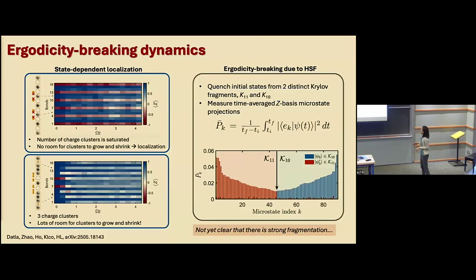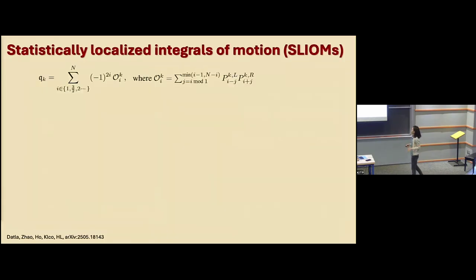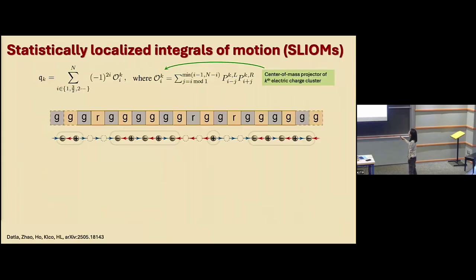Okay, but so far, this is just state-dependent phenomena. There's no clear signature that there's strong fragmentation in this new model that we've worked with. And so in this case, to demonstrate signatures of this strong fragmentation, we actually need to measure these statistically localized integrals of motion, or S-LIOMs, that we describe over here. Okay, so the O_k's basically refer to the center of mass projector of a k-th electric charge cluster. Okay, these are very non-local operators. And then there's a prefactor, (-1)^(2i), which just tells us whether or not that particular k-th charge cluster is charged or is neutral.